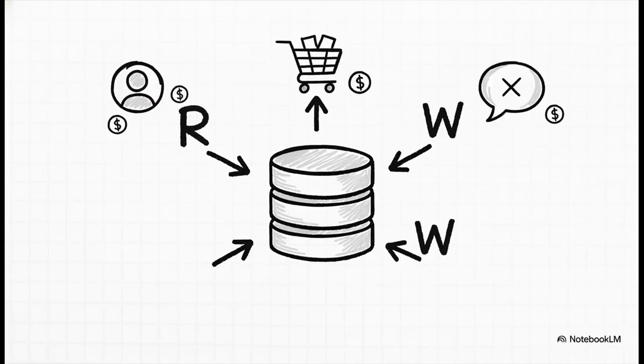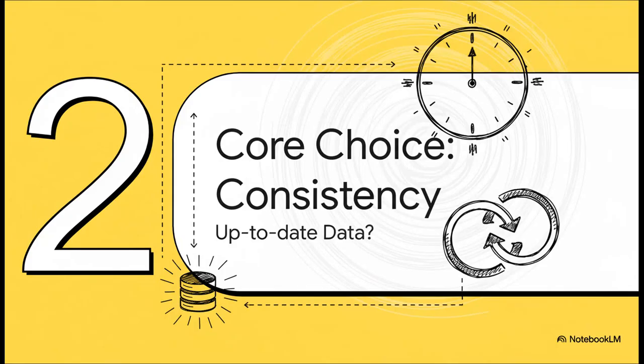Just think about it for a second. Every single interaction with your database, fetching a user profile, updating an order status, deleting a comment, it all just boils down to a read or a write. And each one of those operations consumes a specific amount of throughput, which is exactly where those costs start to add up.